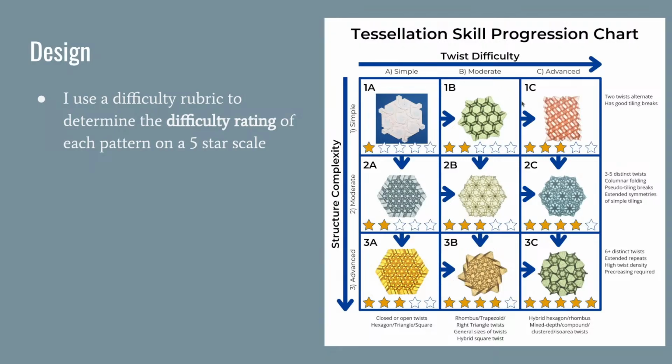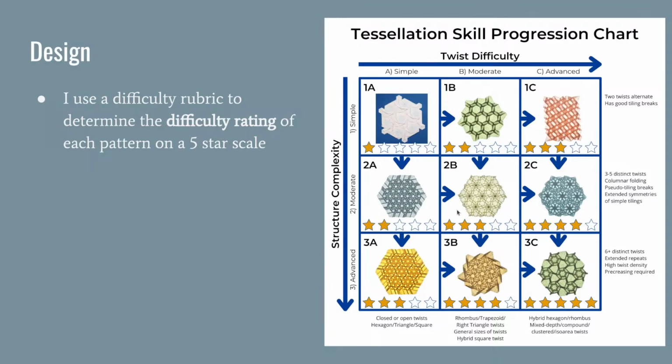Then there's different sizes of hexagons and triangles. You could have a double open hexagon that pushes it into a moderate twist difficulty. You could have a hybrid hexagon that pushes it into advanced twist difficulty. You could have more complex structures and even more complex structures. My line to be an advanced structure is 6 or more distinct positions in the pattern.